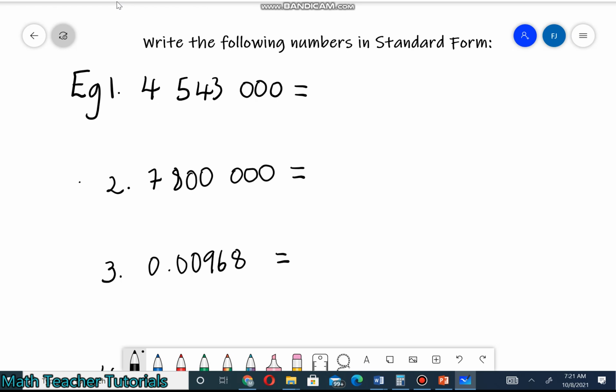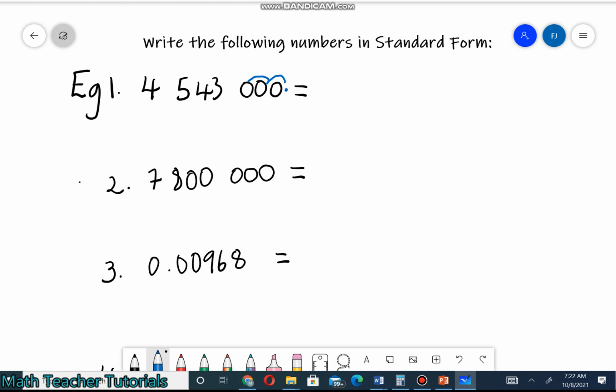In 4,543,000, in order to write it in standard form, we must first identify the position of the decimal point. Since it is a whole number, the decimal point would be to the right of the last digit, which in this case is 0. The second thing we need to do is to move the decimal point in the appropriate direction to get only one unit remaining to the left of the decimal point. In this case, the direction we must move the decimal point is to the left. So we will move the decimal point to the left.